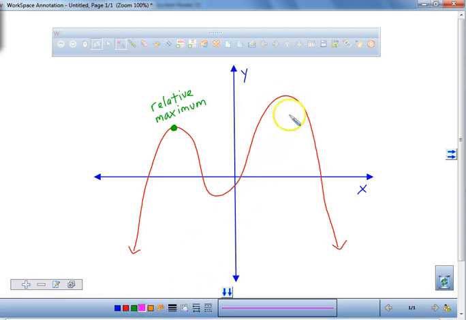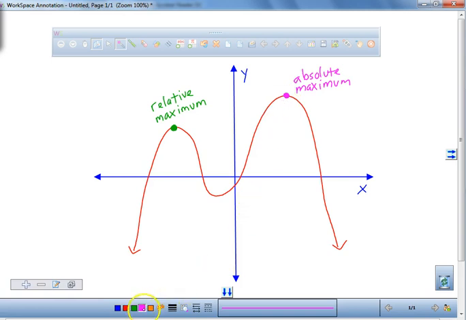However, what about this point right there? Yes, that's a maximum. We want to add a word to that to make it a little bit more specific. Absolute. You're absolutely correct. That is the absolute maximum. That is the highest that it actually gets. It does not get any higher than that. So that's the absolute maximum, highest point.